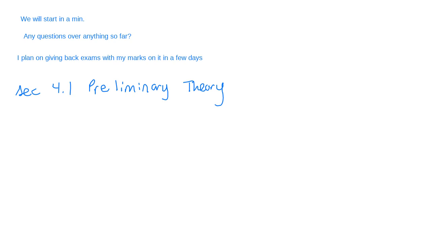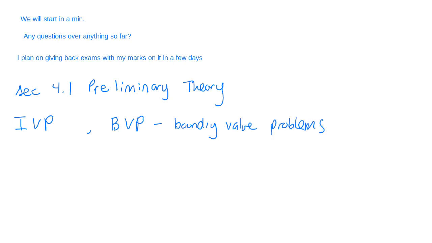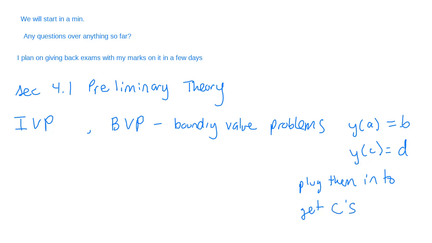Okay, so you know how there were the IVP problems? We did that. They just give you a point, or they give you a derivative at a point. Well, there's also something called BVP, boundary value problems. Basically, you're going to be given some points, and you plug them in to get C's. C's are constants. We're going to do that in just a second. If you know how to do the IVP problems, this is basically the same thing, but it's important to know.